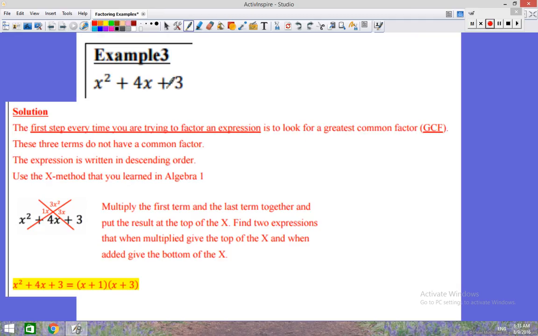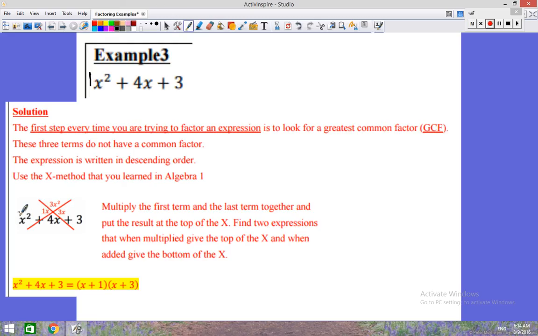So we look at this and we see that there's no greatest common factor among these three terms. It's in the proper form. It's in descending order. We use this x method. We can draw an x right up above that middle term. Take the first term and the last term to get the top of the x. Now the search begins for two numbers that when multiplied together give us this 3x squared, but when added give us 4x. Because 3 is a prime number, it's relatively easy to find that 1x times 3x is 3x squared, and 1x plus 3x is 4x.